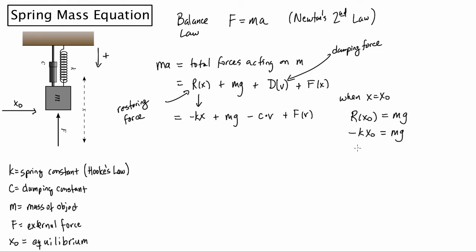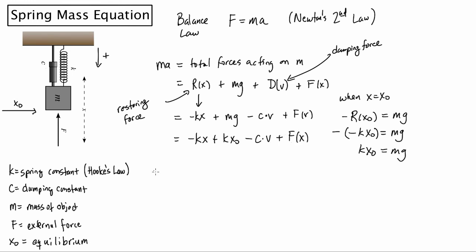And so what we have discovered here is a way to replace mg with negative kx naught in this case, since those two are equal to each other and they pull in opposite directions. So really it should be like this, and what we have is kx naught equals mg. So I can update my equation here with kx naught minus c times v plus f at x.